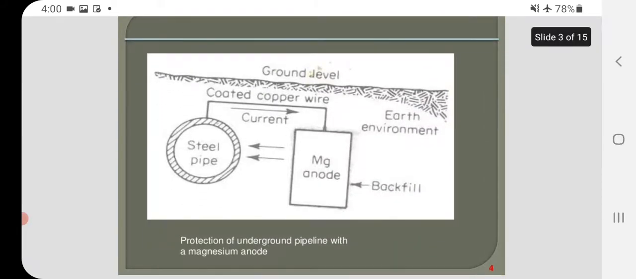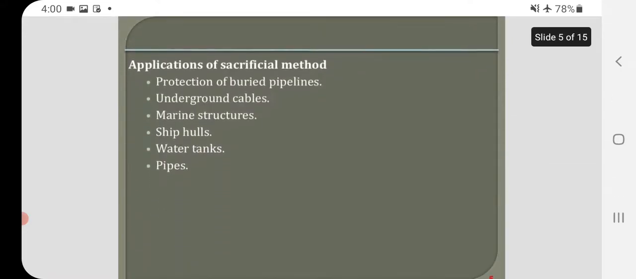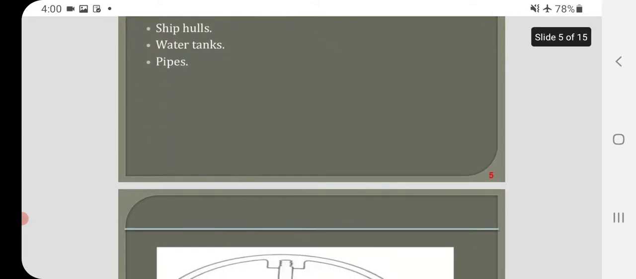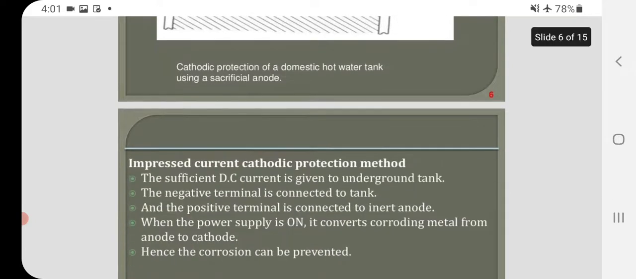This is the protection of an underground pipeline with a magnesium anode. Application of the sacrificial method: protection of buried pipelines, underground cables, marine structures, ship hulls, water tanks, pipes. This is the cathodic protection of a domestic hot water tank using a sacrificial anode. It contains steel, magnesium anodes, water outlet and water.